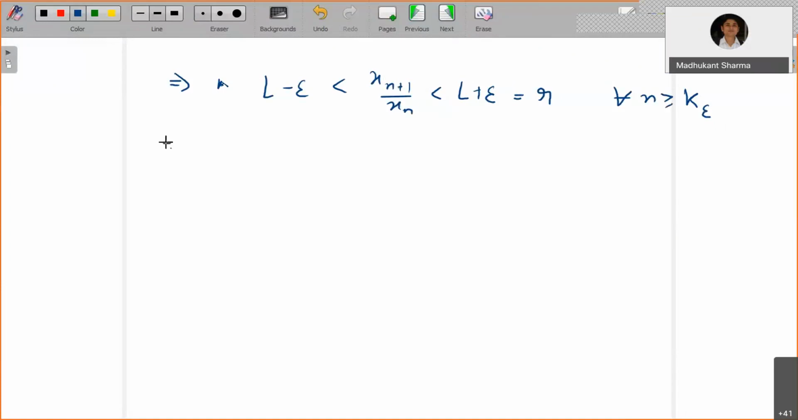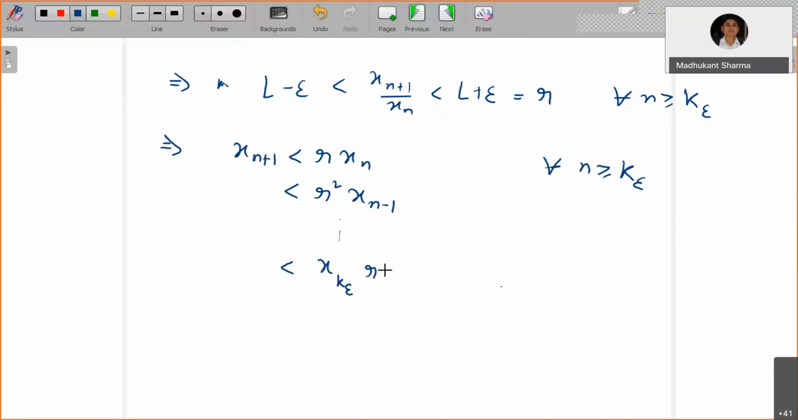So what this tells you is that xn plus 1 is less than R times xn, since xn is non-negative, greater than or equal to 0. So you can certainly move this xn to this side, for every n greater than or equal to k epsilon. So this is less than R square times xn minus 1, and so on. This relation holds only for n greater than or equal to k epsilon. So this is going to be less than x k epsilon times R to the power n minus k epsilon plus 1.